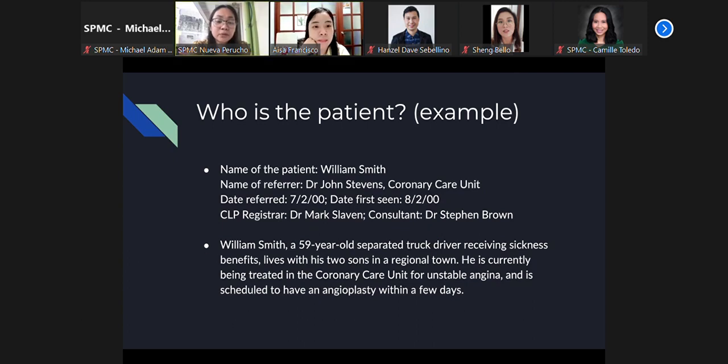So for example, we'll have the paragraph after the identifying data. For example, William Smith, a 59-year-old separated truck driver receiving sickness benefits, lived with his two sons in a regional town, currently being treated in the CCU for unstable angina and scheduled for angioplasty within a few days. So you can have that identifying data for the patient.